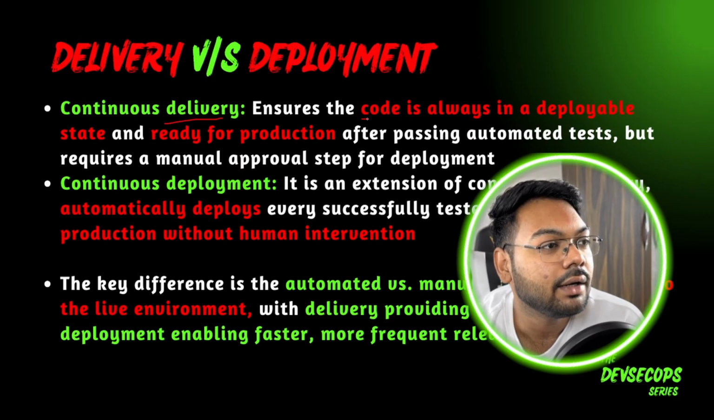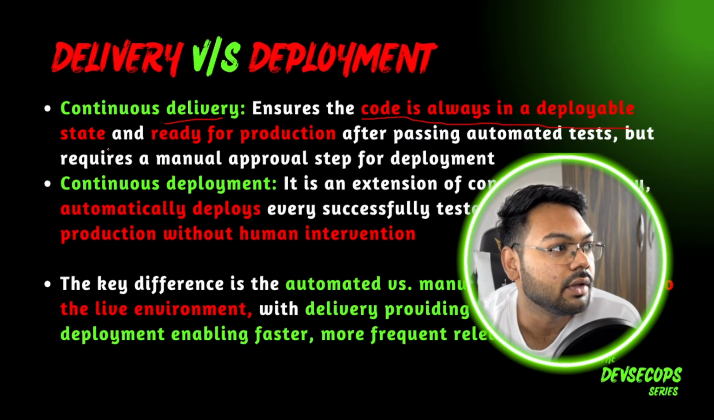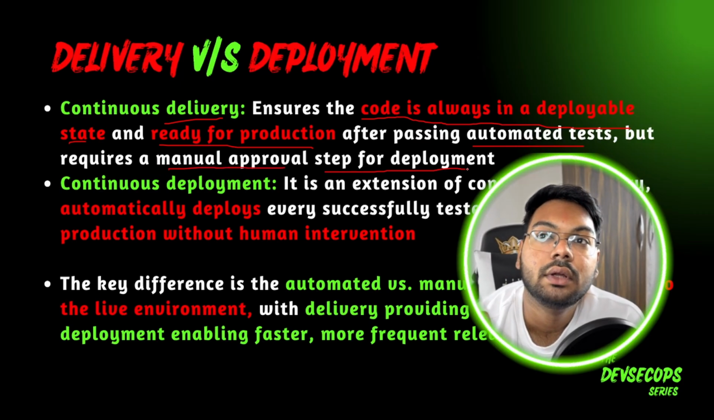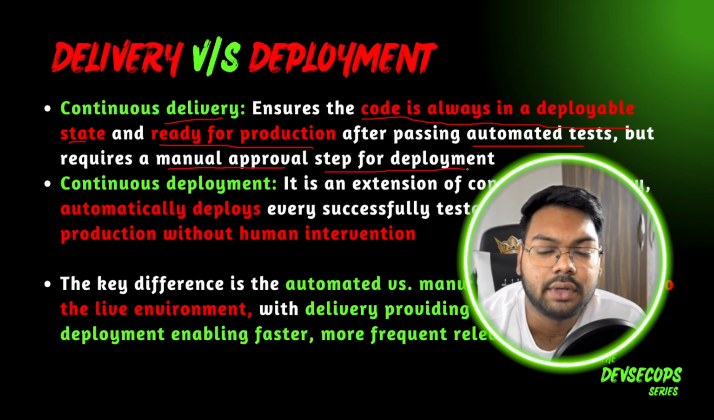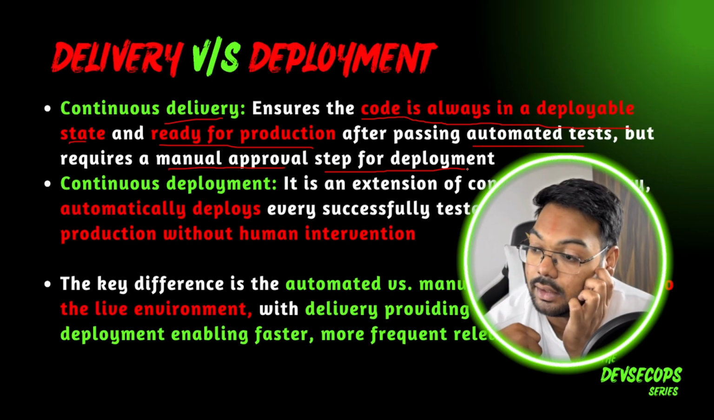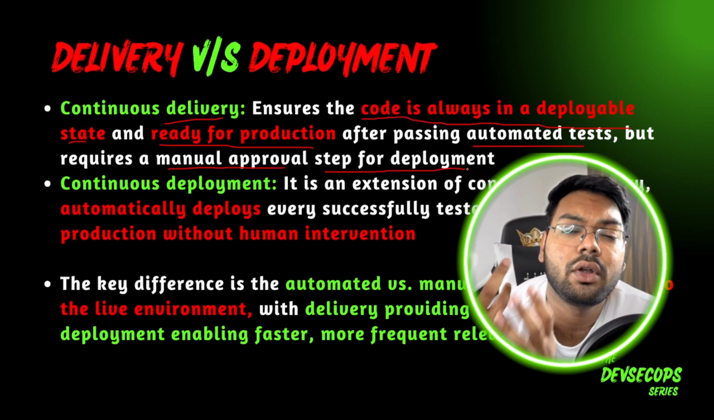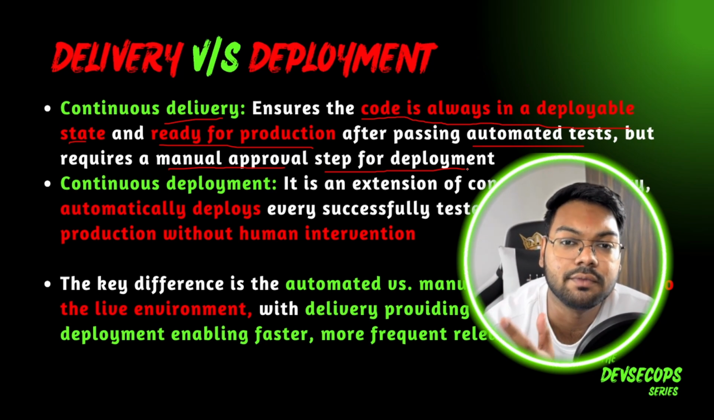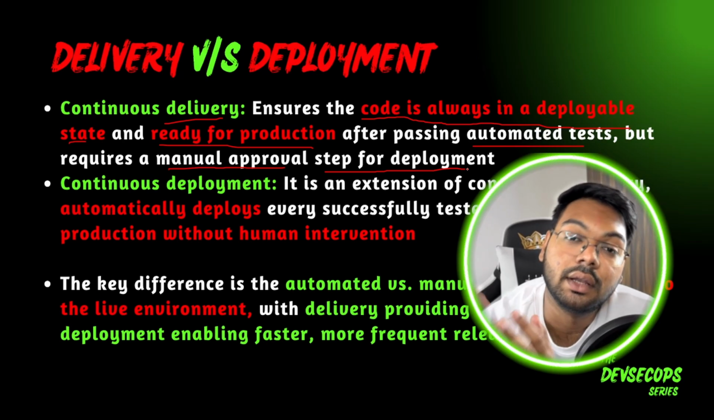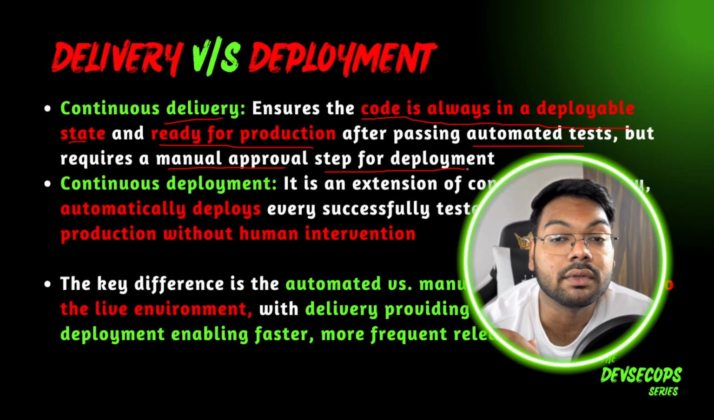Continuous delivery ensures that code is always in a deployable state and ready for production after passing automated tests, but requires a manual approval step for deployment. Now, there are different branches. Like, you release one version of a software, and then you have to modify it, add some functionality, add some features, and then release another version of this application. Then again you decide to release a third version.